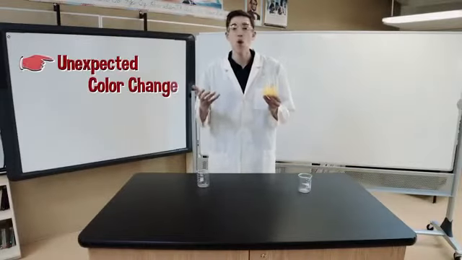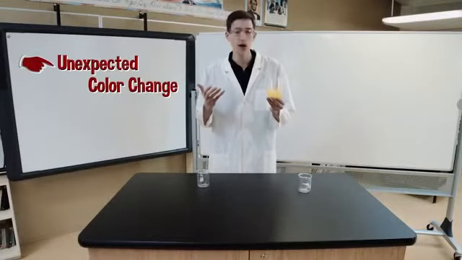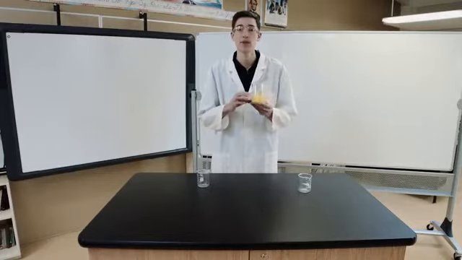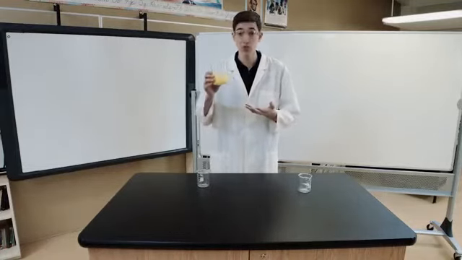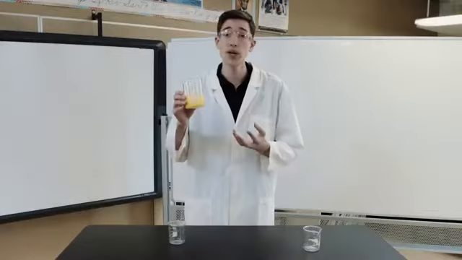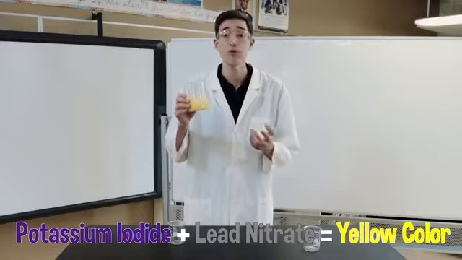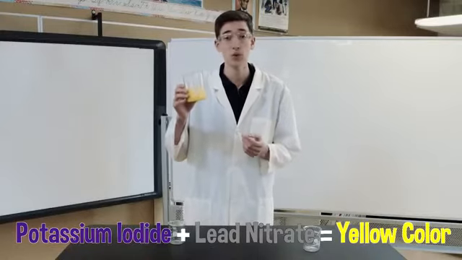So the question is, why did we get such a bright yellow color from two clear liquids? Obviously, it was a chemical reaction. An interesting fact about this reaction in particular is that we used to use this bright yellow pigment as paint for houses before we realized that the lead was toxic in it.